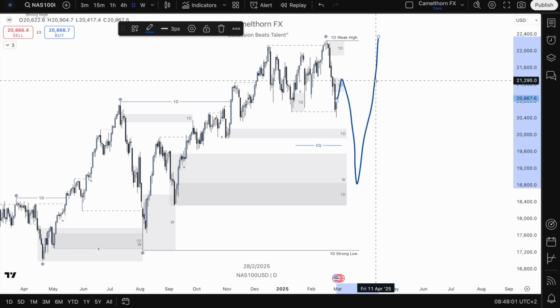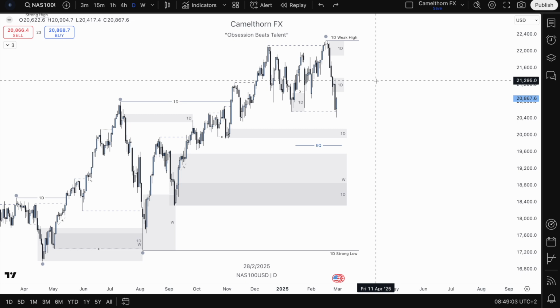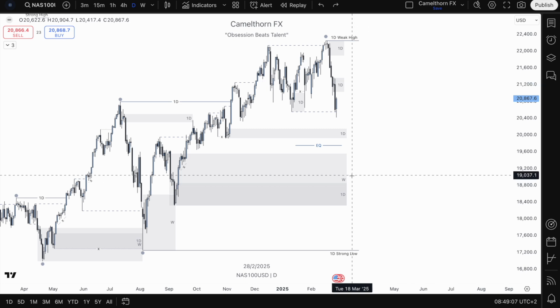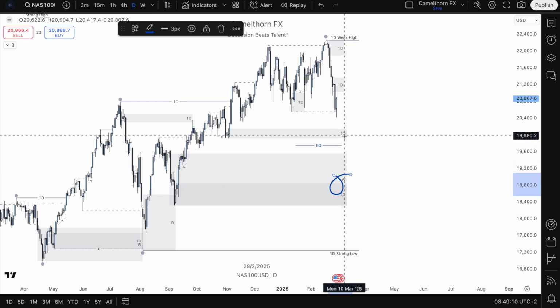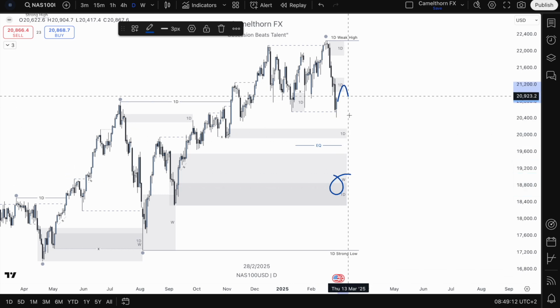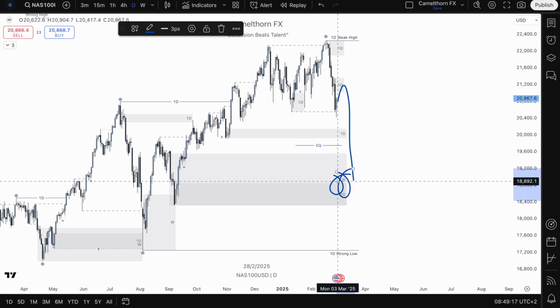All we're trying to do is identify high probability areas to trade from. And having identified that potentially high probability area, we can look to trade down towards that area, utilizing that short to medium term directional bias.